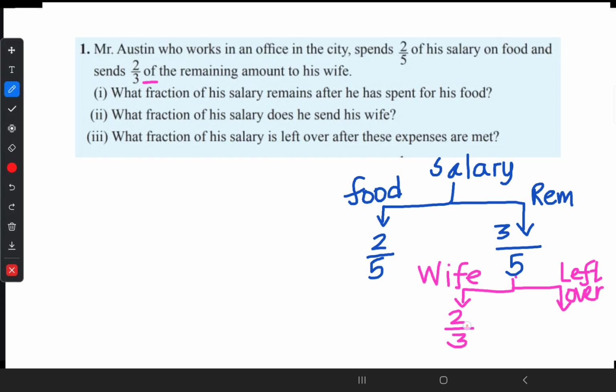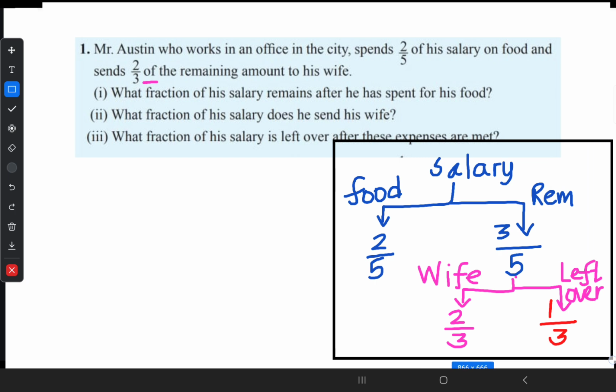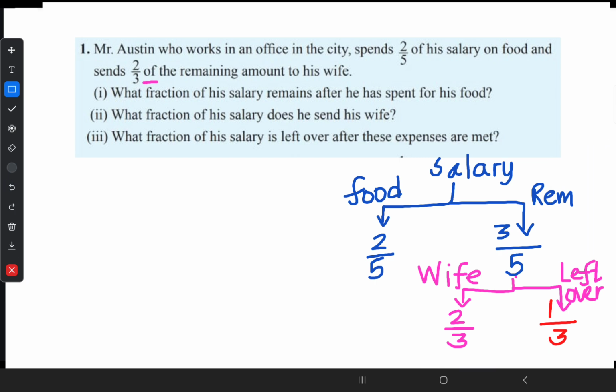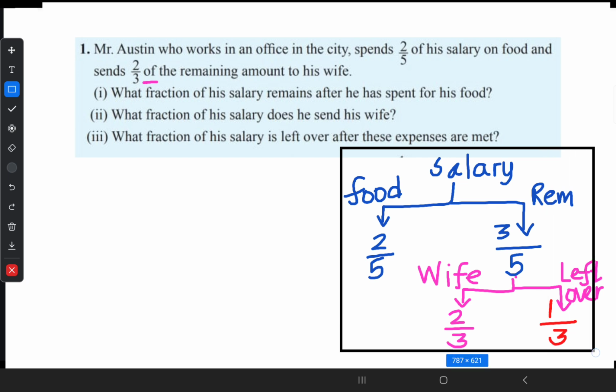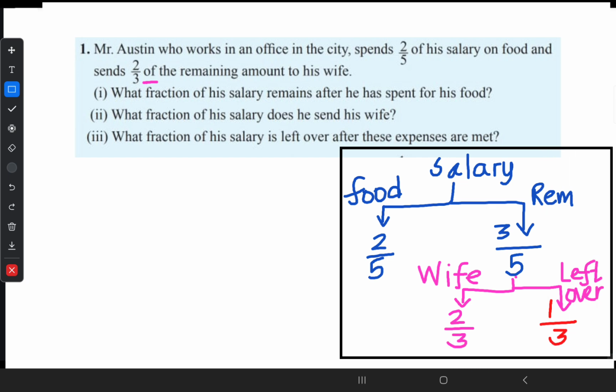So leftover would be from these 3. The denominator does not change. From 3, 2 portions sent to wife. So remaining, from these 3, would be only 1 portion. This is the way you should construct the proper tree diagram according to the given data. This is important. If you are able to construct the tree diagram properly, you can do the questions really easily. This is what you should understand.